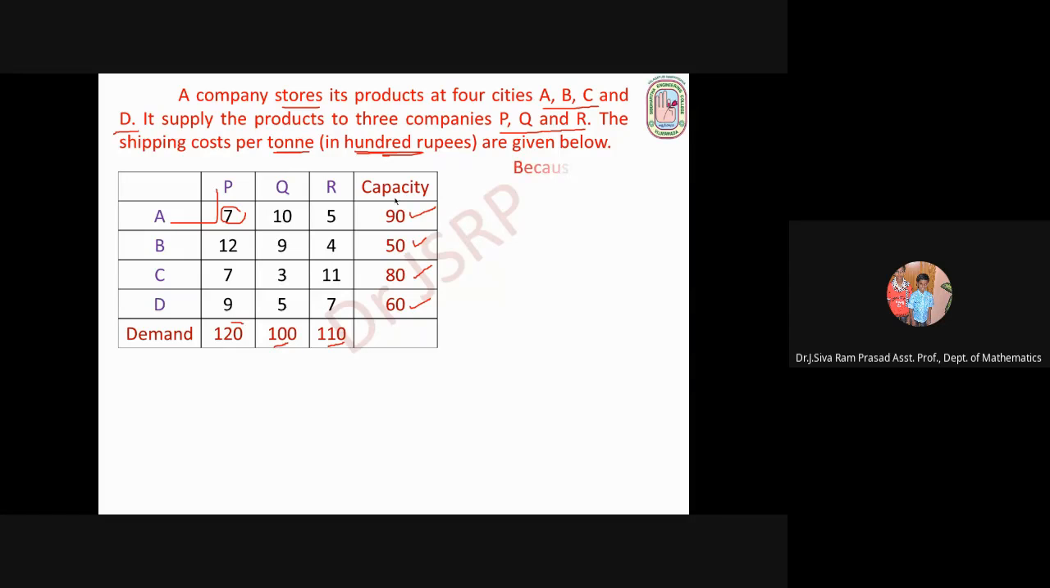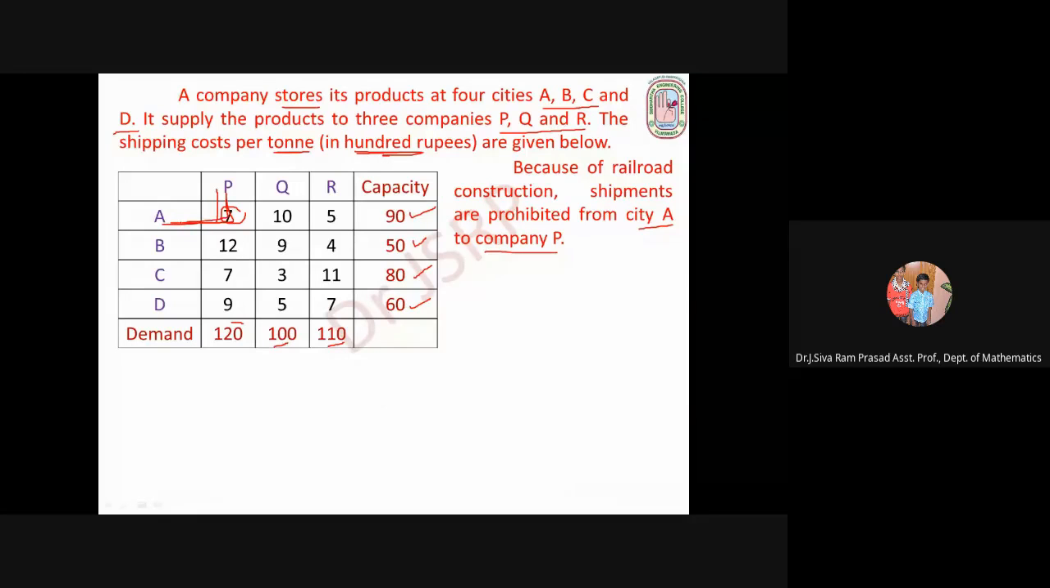Okay. Right. Because of railroad construction, shipments are prohibited from city A to company P. Okay. So because of repairs of road, the transportation is not possible from city A to company P. So this transportation is not possible. That means this transportation is not possible. Okay, you have to keep in mind that one.